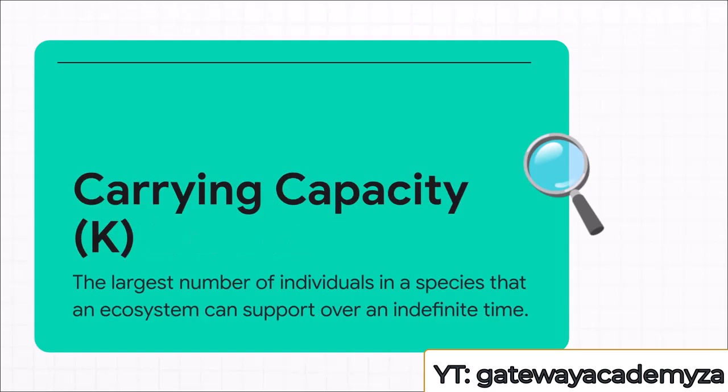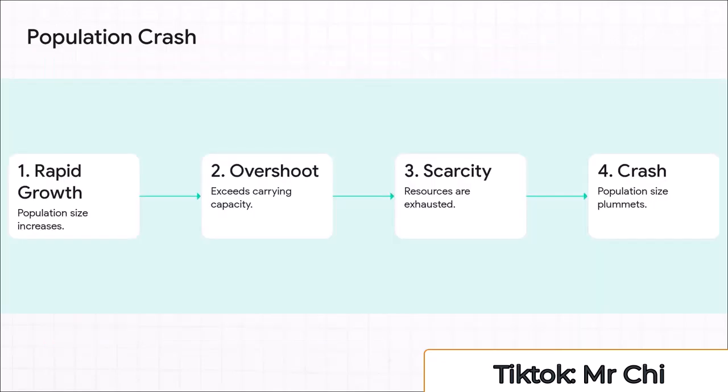All this environmental resistance creates a natural limit, a sort of ceiling on how big a population can get. And this is a super important concept for you guys to know. We call it the carrying capacity, and you often see it written as just a capital K. It's the maximum number of individuals that an ecosystem can handle long-term without everything collapsing.